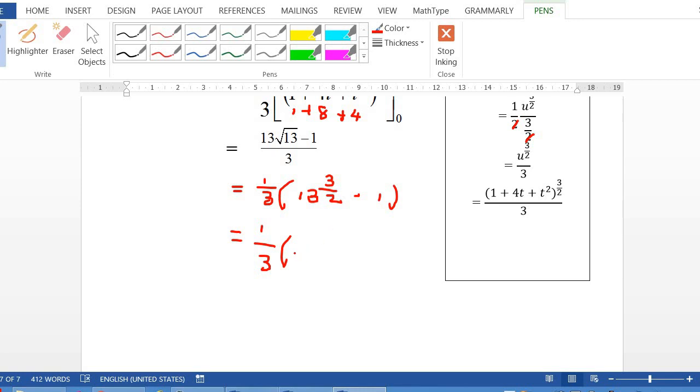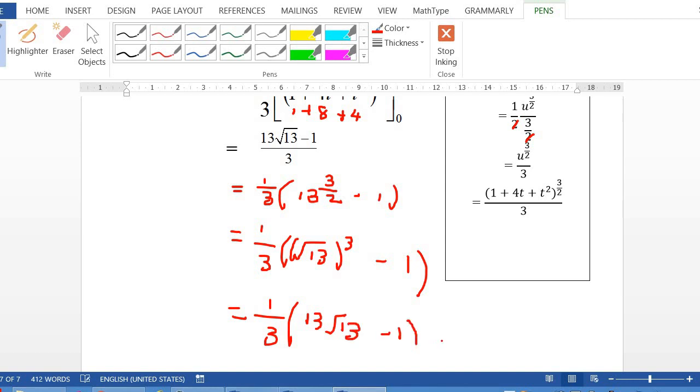13 to the power 3 over 2 is actually square root of 13 to the power 3. Square root of 13 times square root of 13 is 13, so you have one more square root of 13. Okay, that's your answer. You have 13 square root of 13 minus 1, divided by 3.